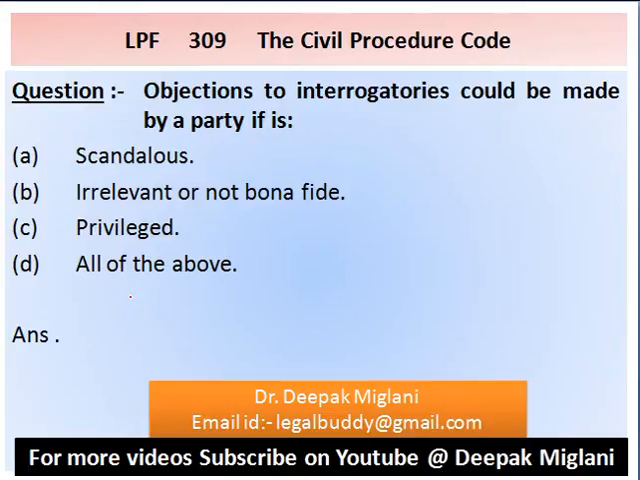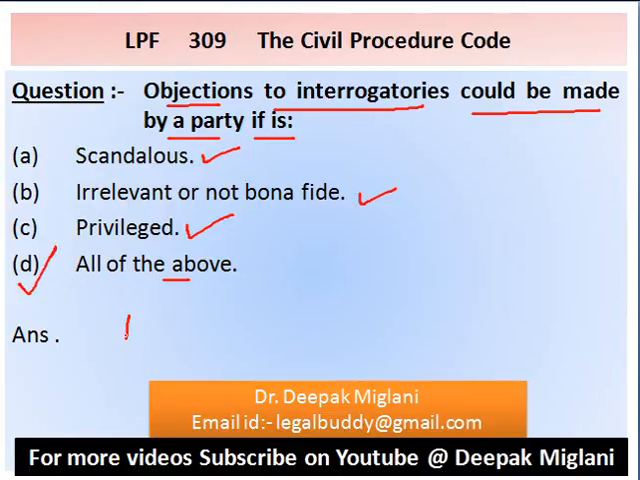Question number 309. Objections to interrogatories could be made by a party if it is: option A, scandalous; option B, irrelevant or not bona fide; option C, privileged; option D, all of the above. Answer is option D. Option D is the answer.